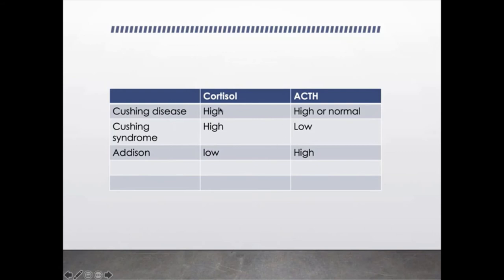Cushing disease: cortisol level high, ACTH high or normal. You know the reason why. Cushing syndrome: cortisol high and ACTH is low. In Addison disease, cortisol is low and ACTH is high.